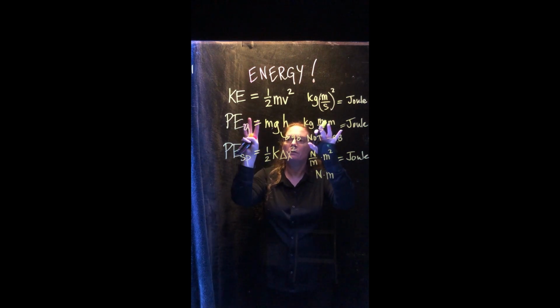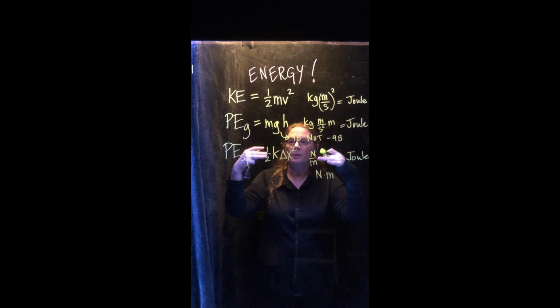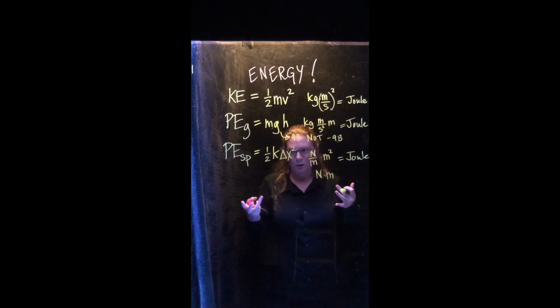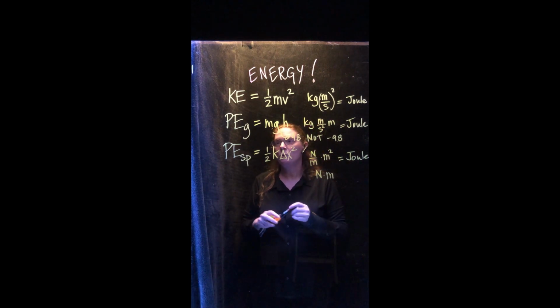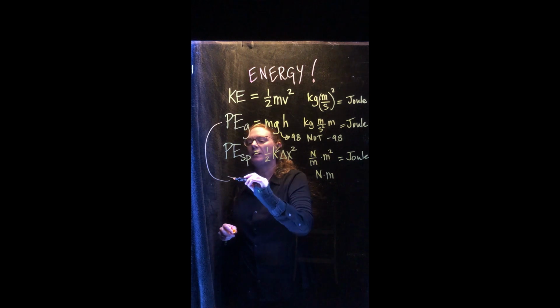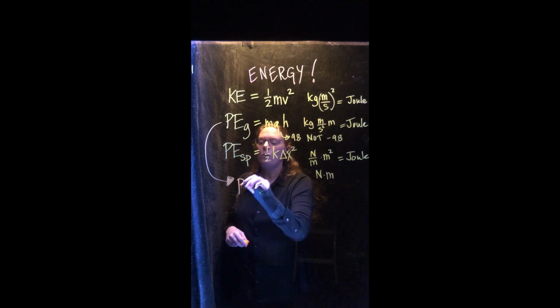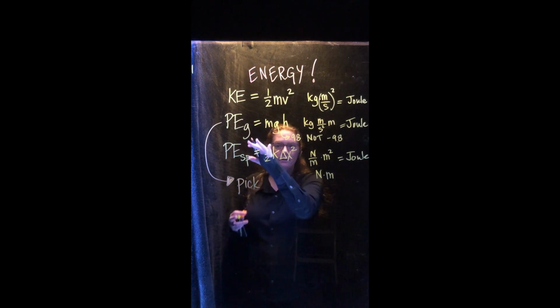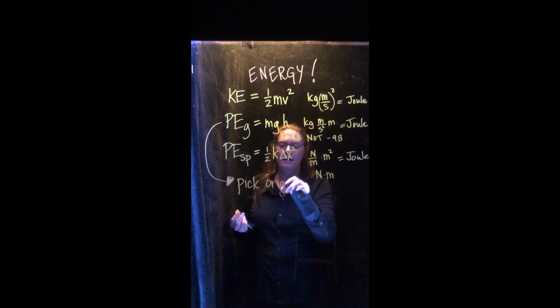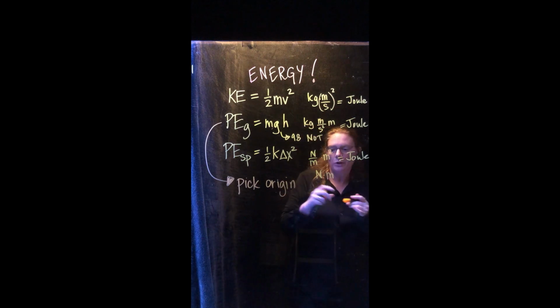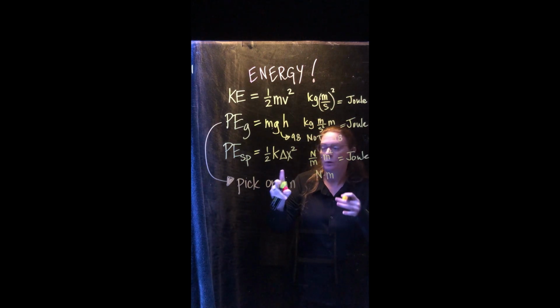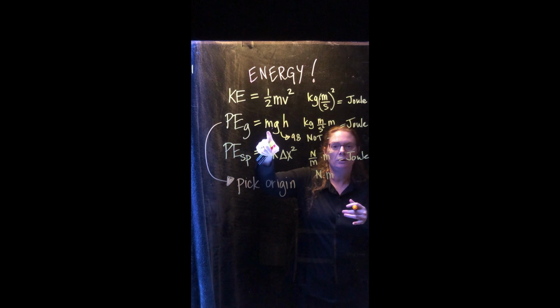So here's our definition of these three types of energy, and these are the three that we're going to mostly be using. One of the key things that you have to decide when you're doing problems involving energy has to do with the potential energy due to gravity. In order to use this, we have to pick an origin. We have to say the height from where. So you have to pick an origin every time you do an energy problem if you want to use this equation, because height compared to what?